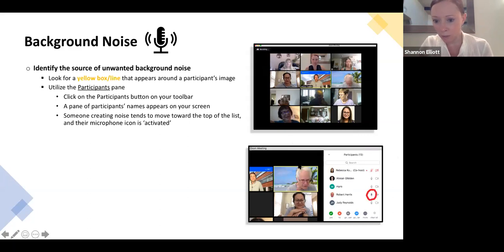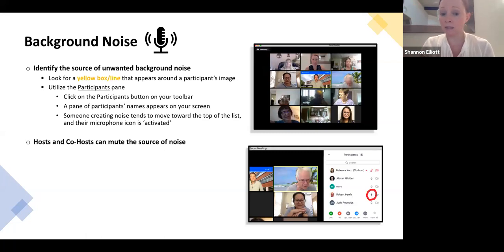So I just want to point out here, this yellow box is around Robert. He's speaking, and he has moved up toward the top of the list, and then you'll see here that his little microphone starts to activate. It starts to fill up and retreat and empty. So you can see that his microphone is the one that is being sparked by his voice or some background noise, something like that.